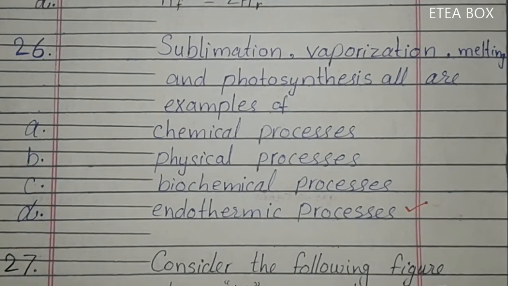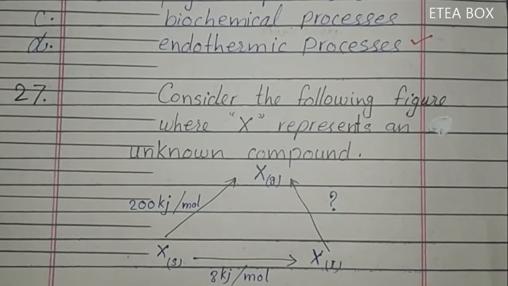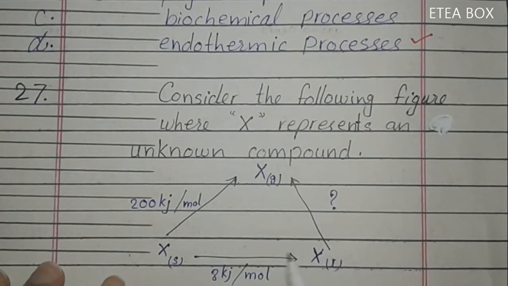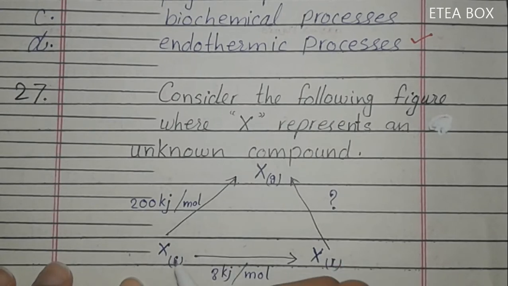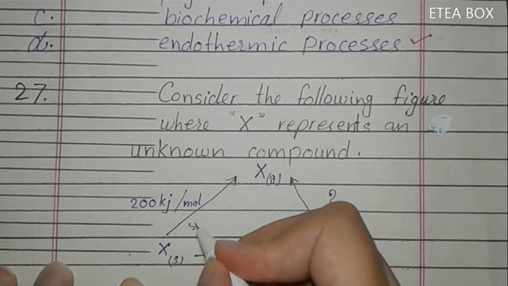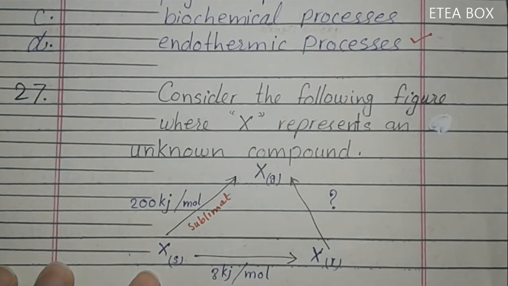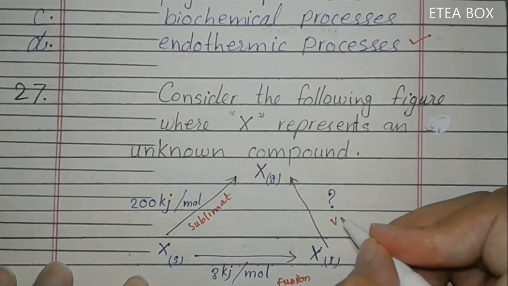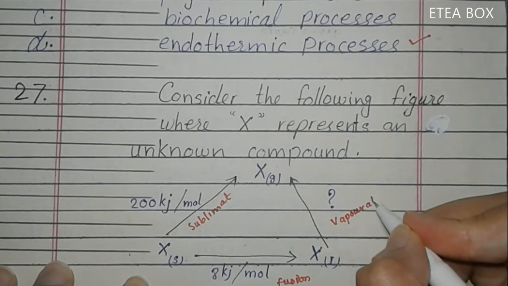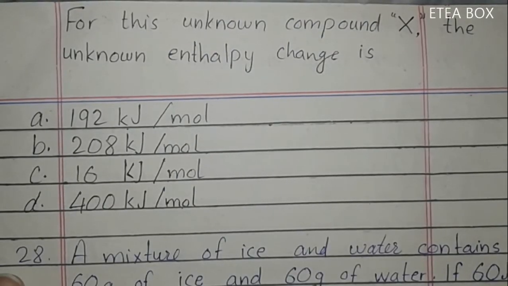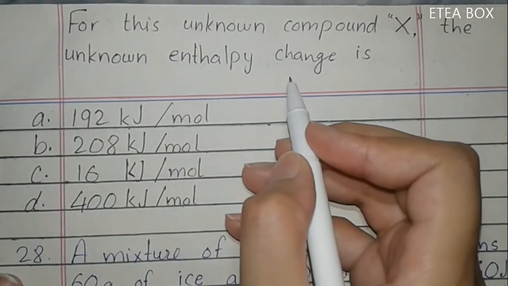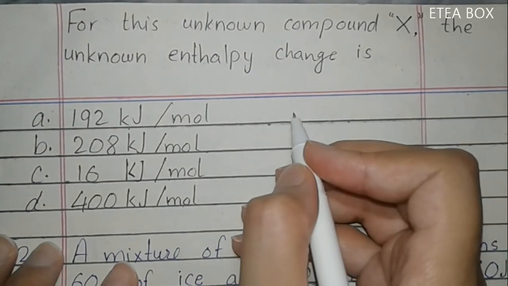So these all are endothermic processes. Consider the following figure where X represents an unknown compound. Here X is an unknown compound, and from solid to gaseous, heat of sublimation is given. From solid to liquid, heat of fusion is given. We have to find the heat of vaporization, the unknown enthalpy change for this unknown compound X.